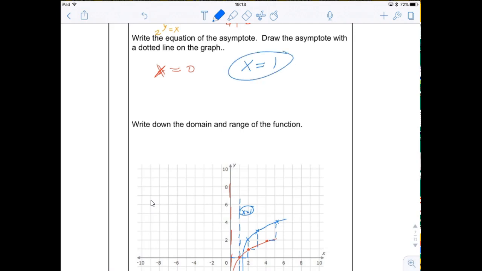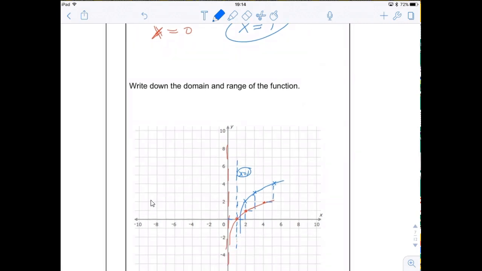Write down the domain and range of the function. Okay, now if you look at the domain of the blue function, you can see that it does not exist on the left side of this line. It only exists on the right side of this line. So is x greater than 1, or is it x greater than or equal to 1? Well, you can see that it's an asymptote. It never touches it. So it would be x is greater than 1.